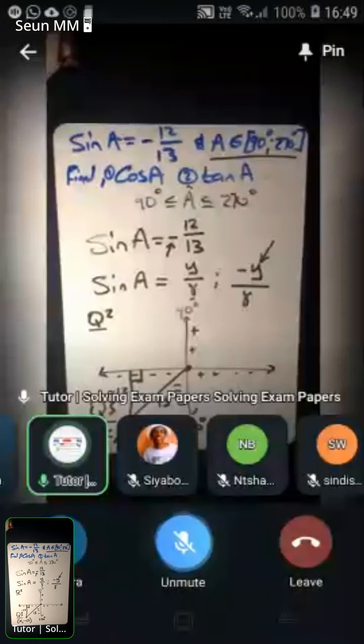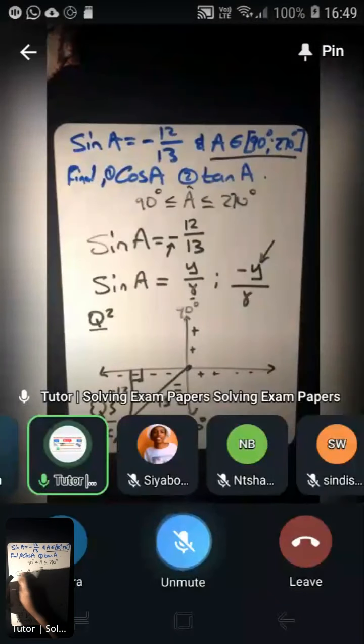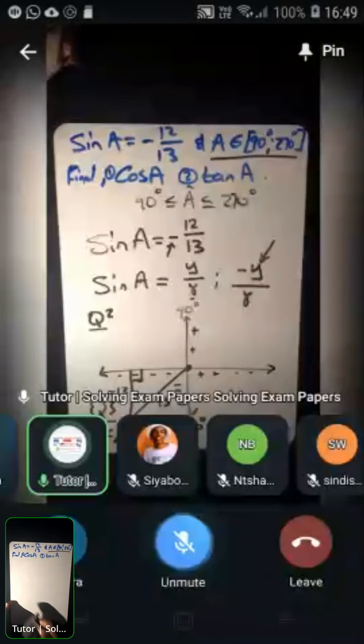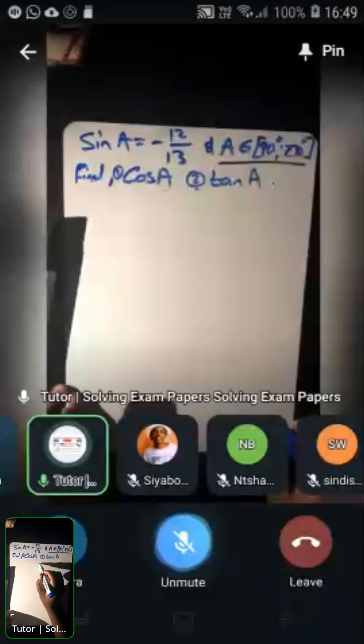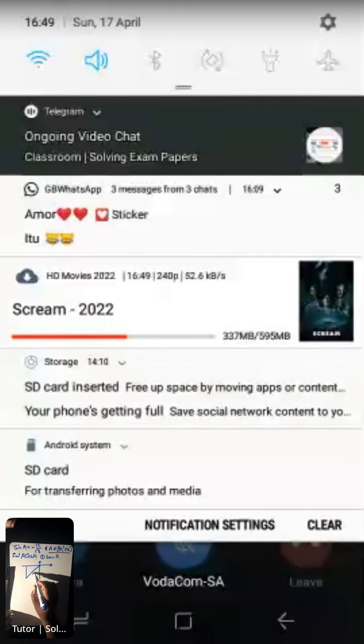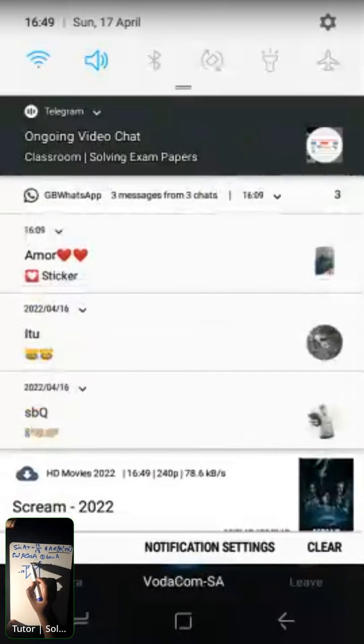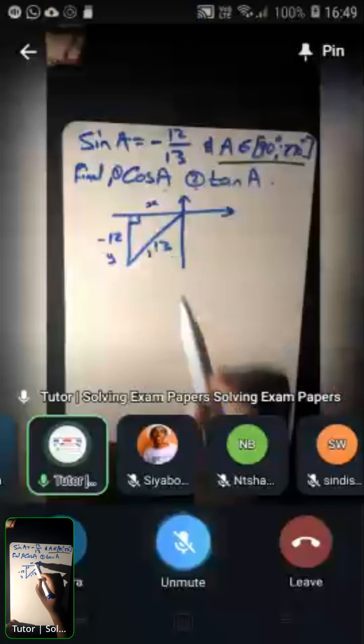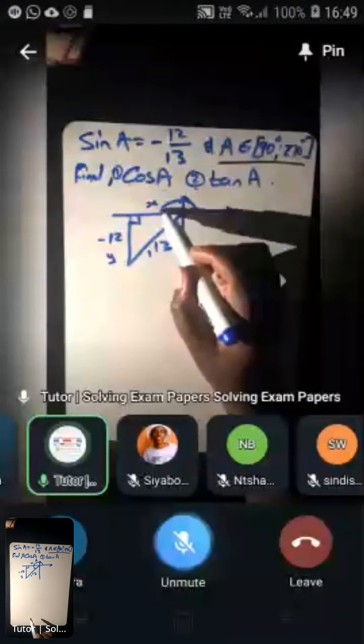Okay, so let's now perform calculations to answer the questions. So I'm just going to remove all of that. It's very much important that you are able to interpret the given statement. So this is what we've got. We are only interested in there. We've got 13, we've got negative 12, 90 degrees there. This is our x, this is our y, that is our r. And the angle formed is that angle there, which is angle A.